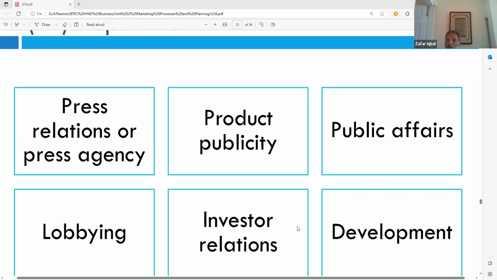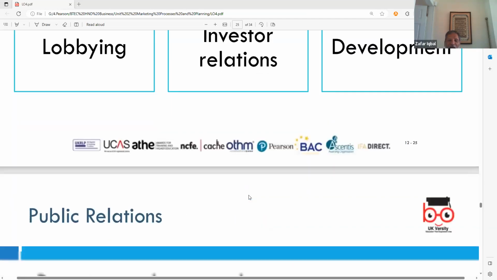It could be to drive publicity, it could be to create public affairs, it could be to drive your investor relations, it could be lobbying other people, it could be a lobbying campaign, it can be product development or creating development awareness, and so on.